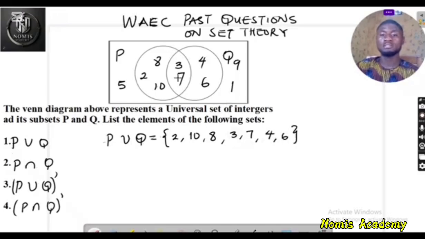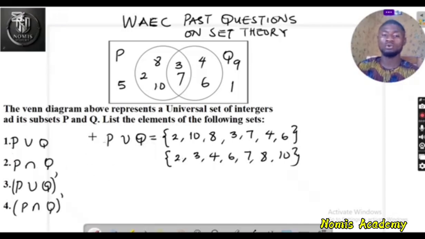You see that the intersection has taken care of the repetition that could occur, because 3 and 7 are part of P, and 3 and 7 are also part of Q. So we just have it straight like this. If you like, you might want to rearrange in numerical order: 2, 3, 4, 6, 7, 8, and 10. These are the elements of P union Q.